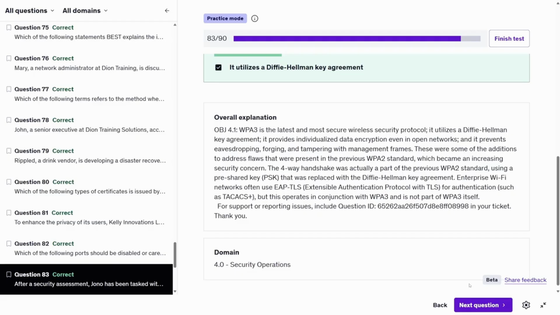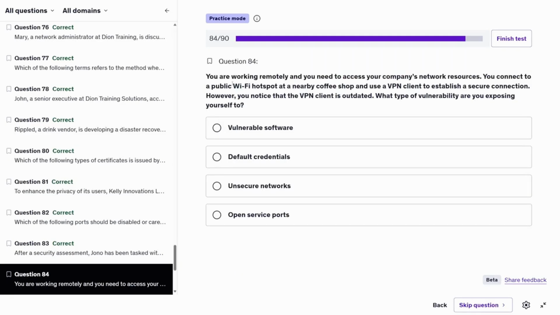You are working remotely and you need to access your company's network resources. You connect to a public Wi-Fi hotspot at a nearby coffee shop and use a VPN client to establish a secure connection. However, you notice that the VPN client is outdated. What type of vulnerability are you exposing yourself to?